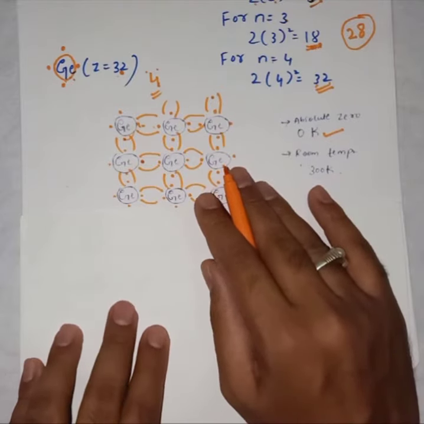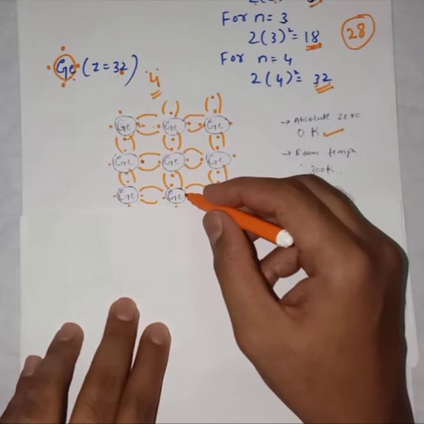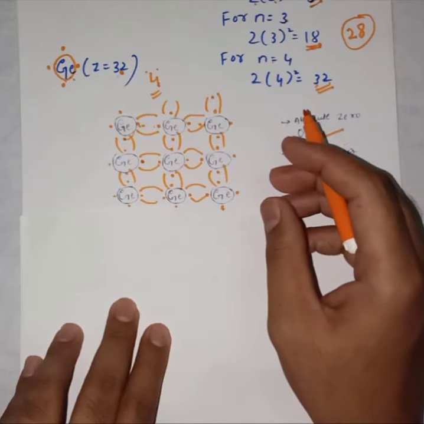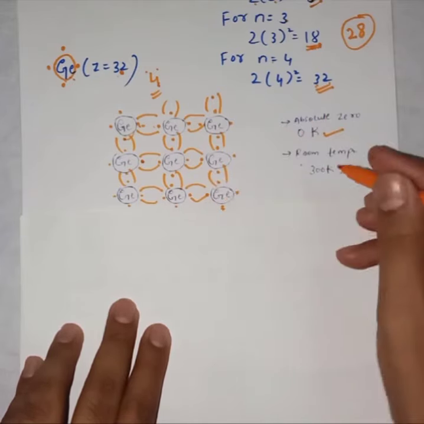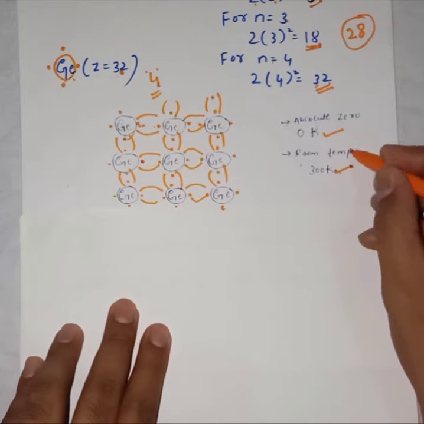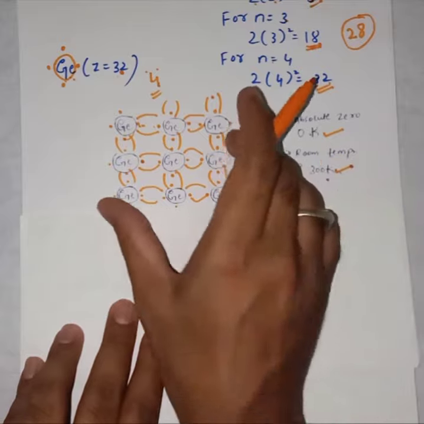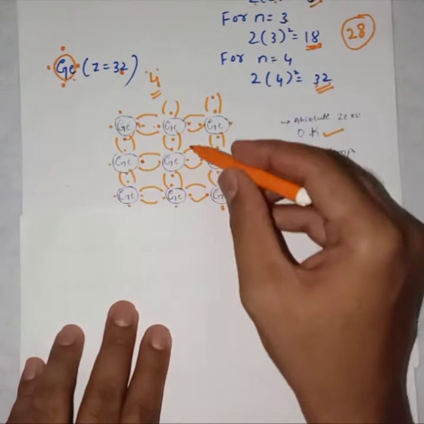Now I will just start giving heat to it. I am not giving the heat. Nature itself has an energy at room temperature, that is around 300 Kelvin. Compared to 0 Kelvin, it is a very, very high temperature. So if you take this germanium crystal and place it at room temperature, what happens?